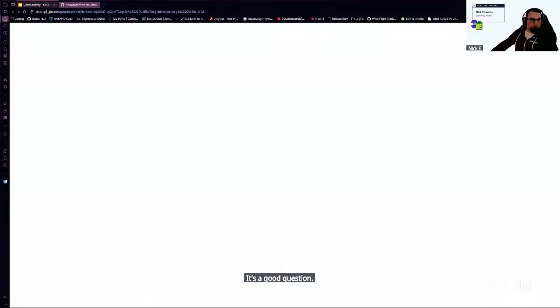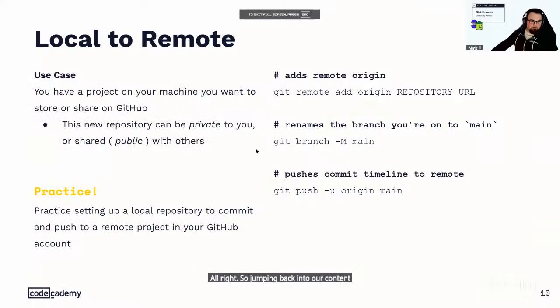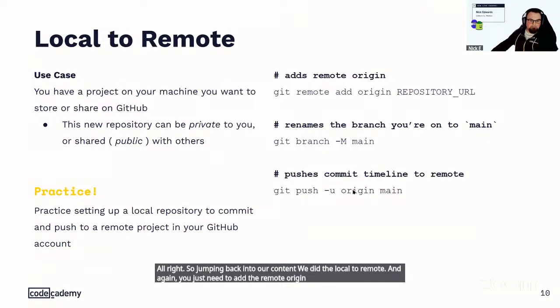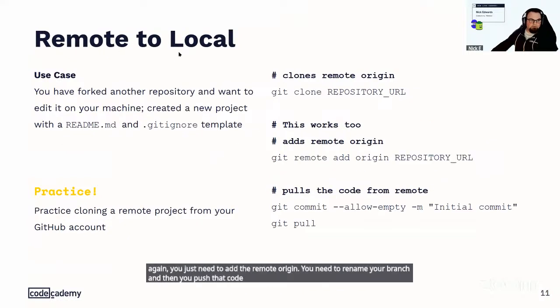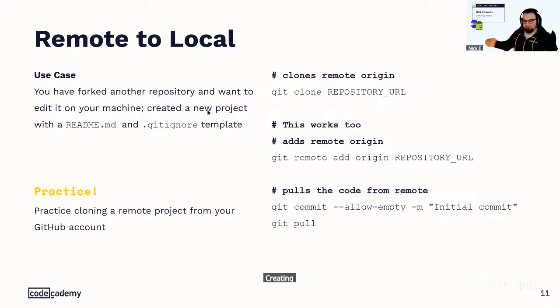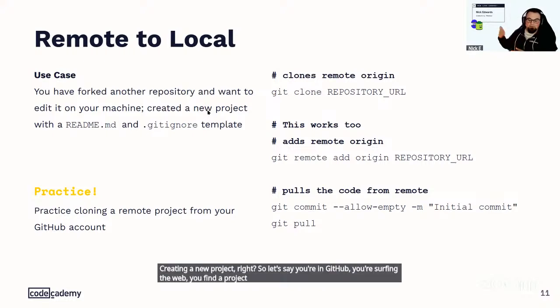All right. So jumping back into our content, we did the local to remote. And again, you just need to add the remote origin. You need to rename your branch, and then you push that code. Remote to local, the use case here might be you have forked another repository and you want to edit it on your machine, creating a new project, right? So let's say you're in GitHub, you're surfing the web, you find a project you want to contribute to, you might fork that.